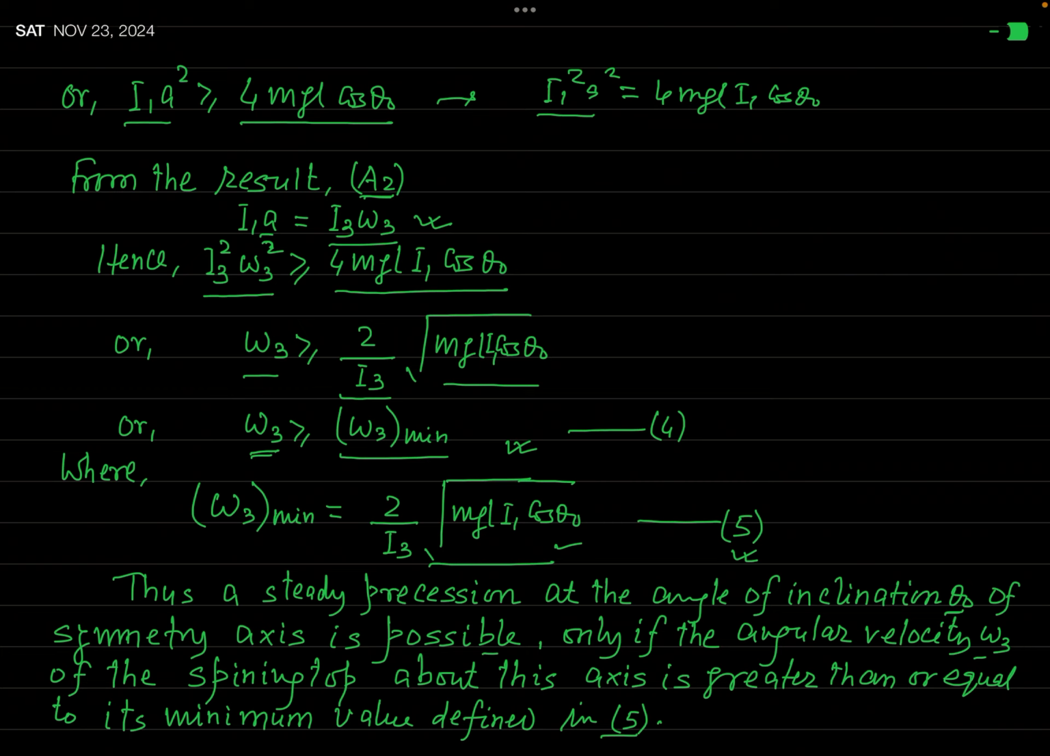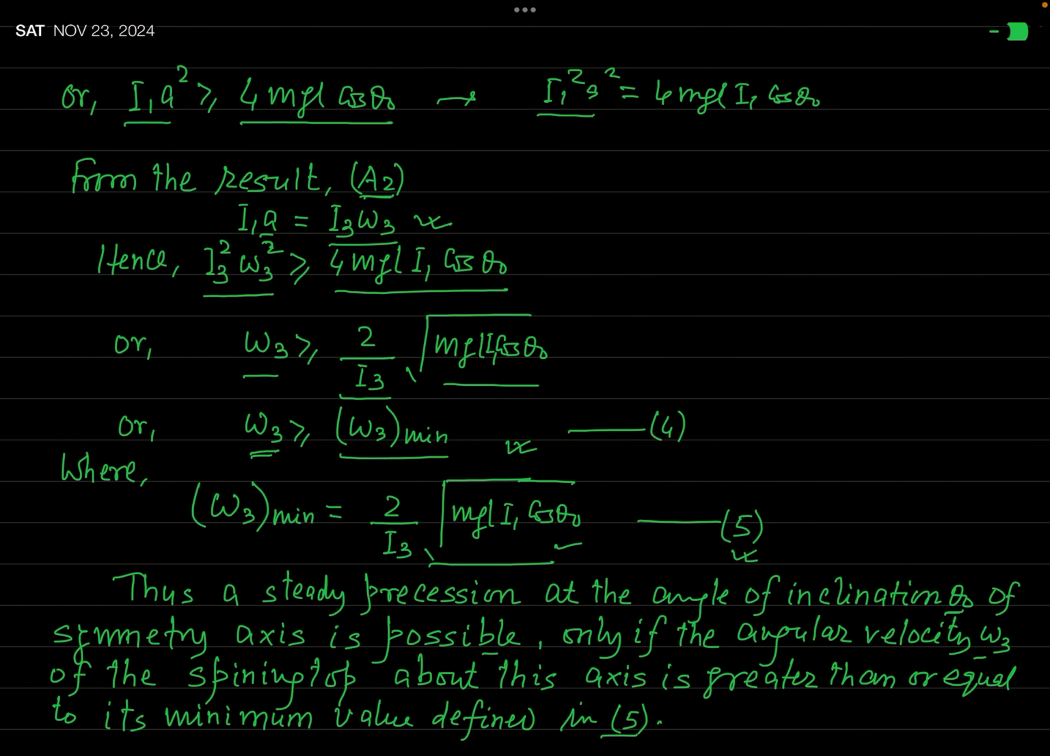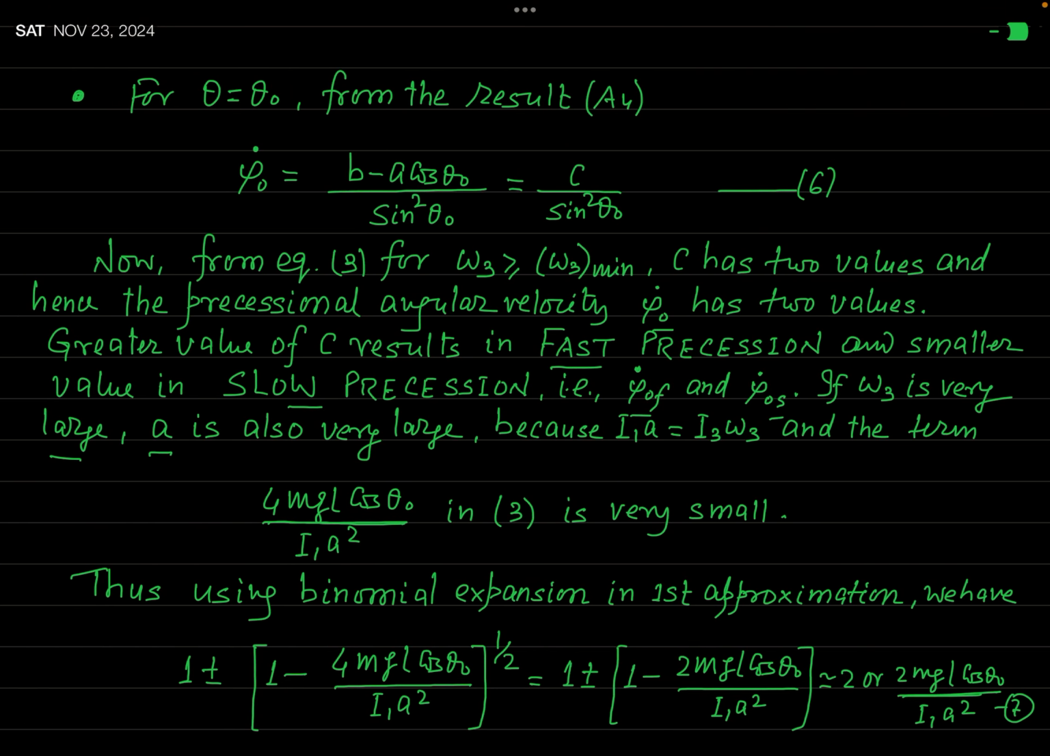Now obviously, when omega 3 is greater than this omega 3 minimum, then C will have two values. You can see here in this condition this C will have two values. And actually for theta equal to theta naught, what is the frequency of oscillation? That frequency of oscillation at this angle can be defined like this. This is phi naught dot.